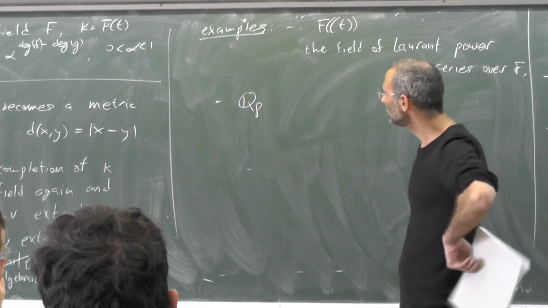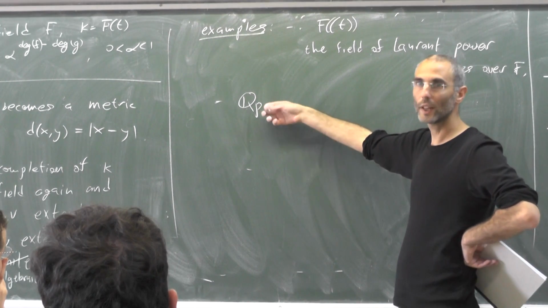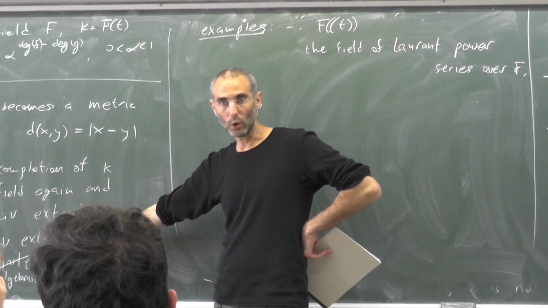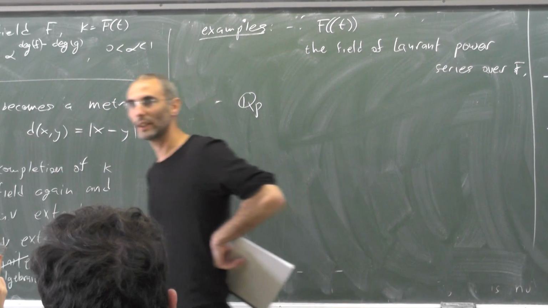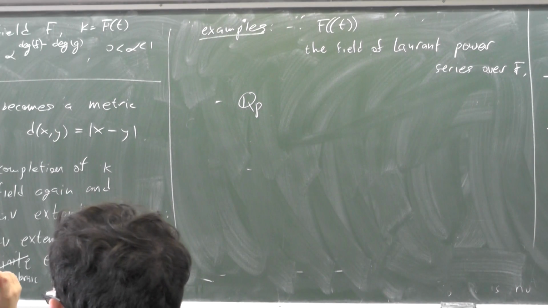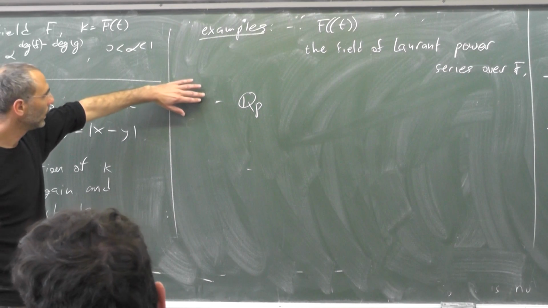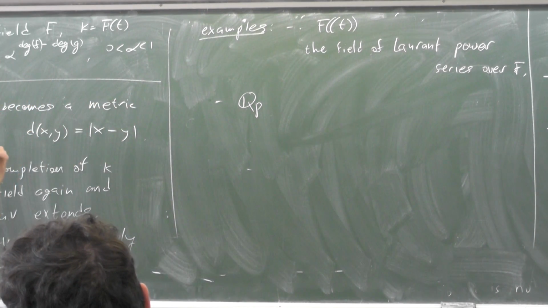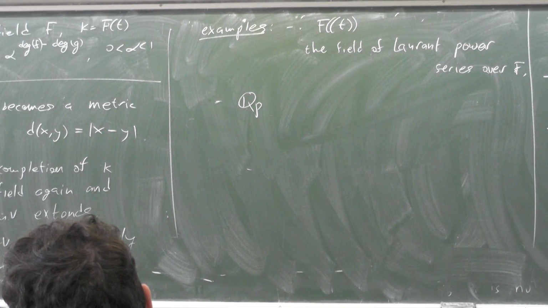And moreover, the p-adic absolute value on the p-adic field extends to any algebraic extension and also to the algebraic closure. Now here's a fact that we have seen in the course I gave last year, that the algebraic closure of the p-adics with this extended absolute value is not complete anymore, but one can complete it.